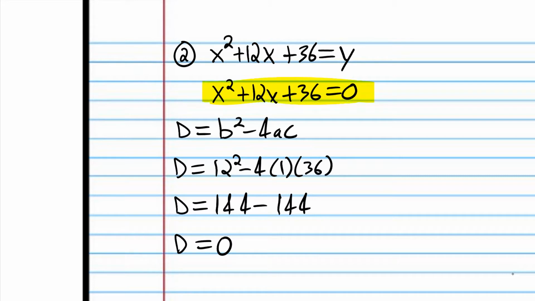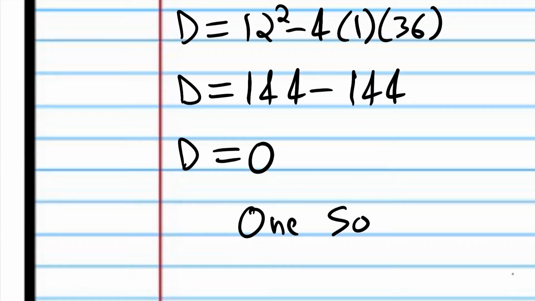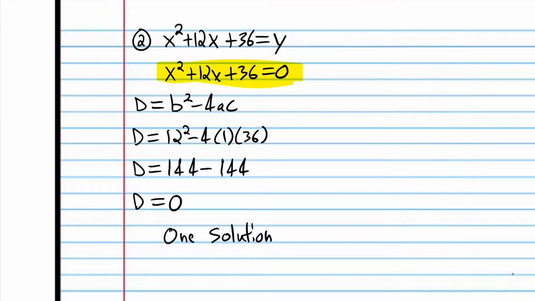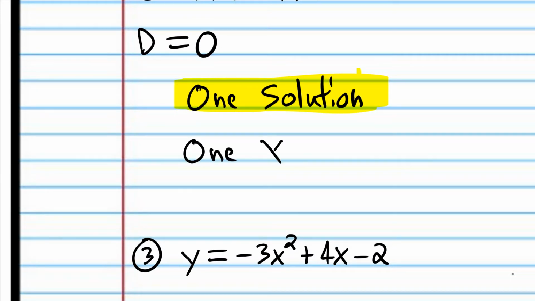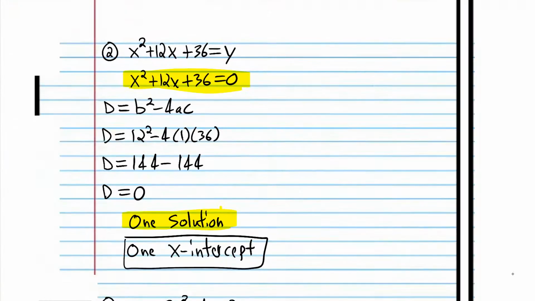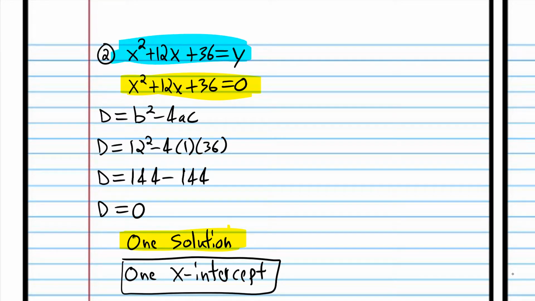So what that means is there's 1 solution to that equation up there in yellow. There's 1 x value that if you plug it into that equation up there in yellow, it makes y 0. So that means that there's 1 x-intercept. And that's the answer. If there's 1 solution to that equation, if there's 1 x value that makes y 0, then that means there's 1 x-intercept of this equation if you graph this equation up here.